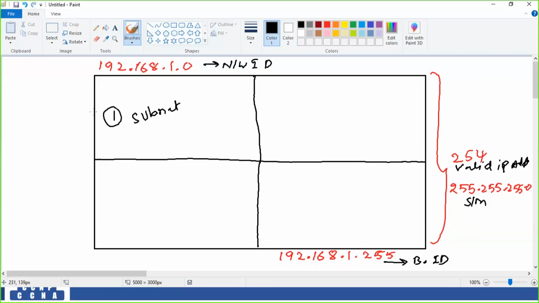What are the 4 parameters? Network ID, broadcast ID, usable IP address, and subnet mask. So the network ID, broadcast ID, usable IP address, and subnet mask will be changed. If it is not divided, 1.0 is the network ID, 1.255 is the broadcast ID, 254 are usable IP addresses, and 255.255.255.0 is the subnet mask. But now it is divided, so the parameters will be changed.